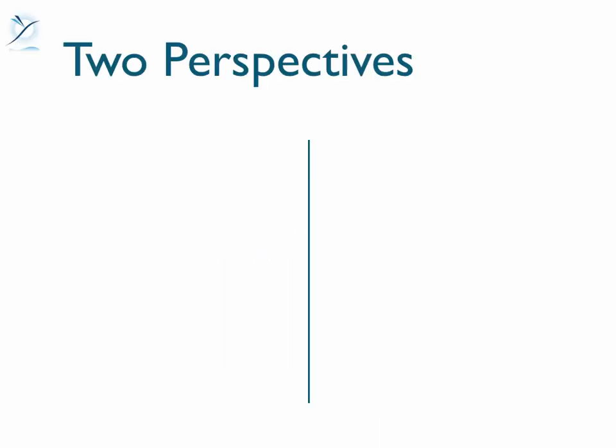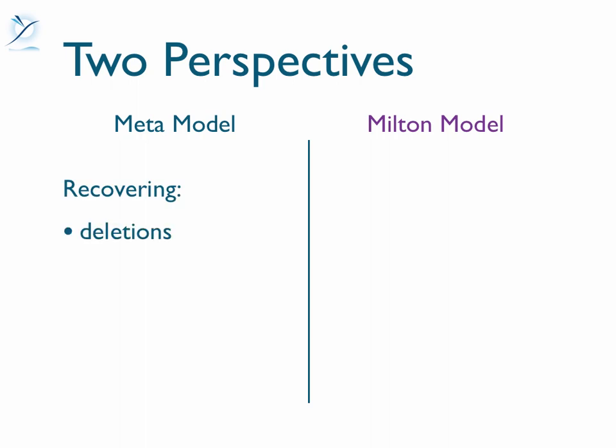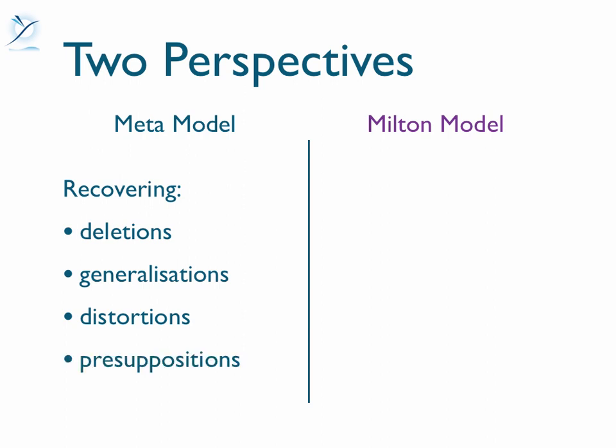We have 2 perspectives from which we can look at language in the behavioral technology, NeuroLinguistic Programming. The first is the meta model, and the second is the Milton model. The meta model is about recovering missing information, called deletions, broad generalizations, distortions, for example, where unuseful connections are made between events happening and what people may choose to believe about those events. The linguistic presuppositions underlying language.